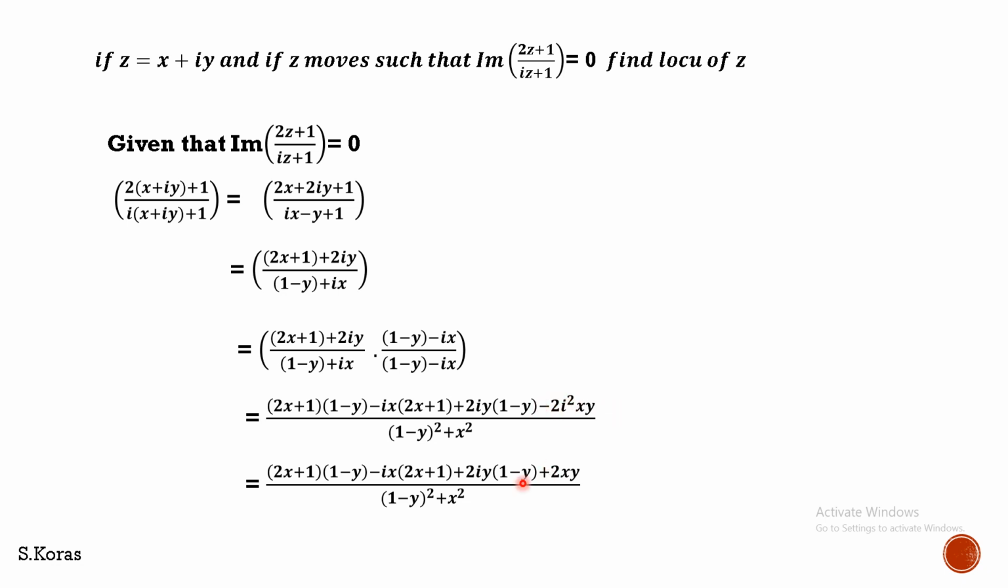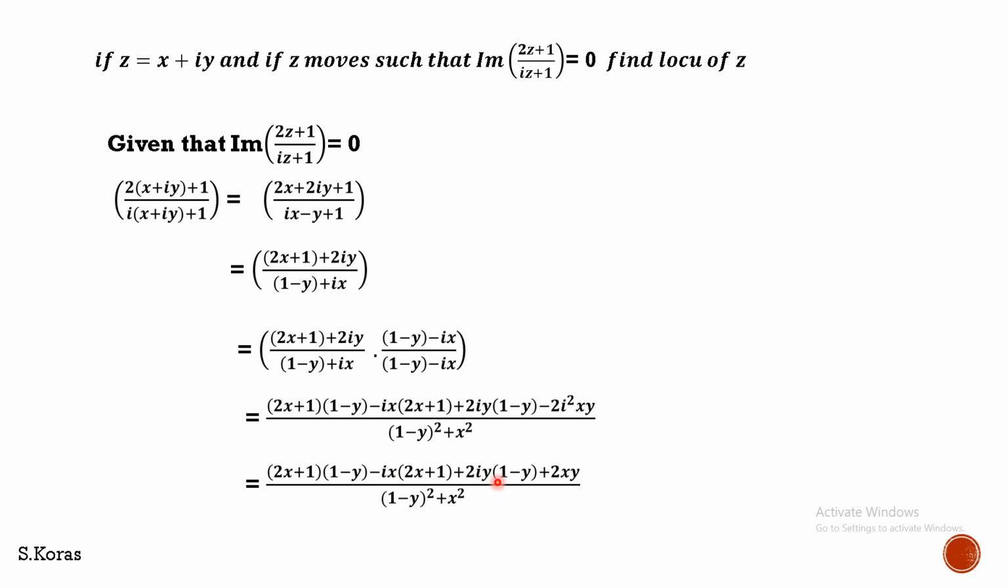Now this is real part, and these two are imaginary part. Denominator will be common for both. So if you try to find imaginary part alone, because we need only the imaginary part, that will be minus x into (2x plus 1) plus 2y into (1 minus y). So this is our imaginary part. Whenever we consider the imaginary part, we should not take i. We just remove i from that and collect the terms.